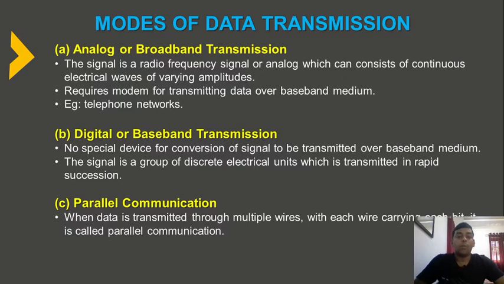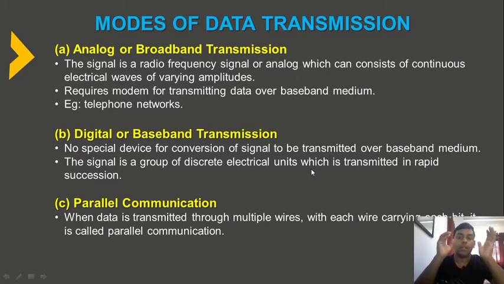The first one is analog or broadband transmission. You know what analog is, right? Most of the time we refer to signals as analog signals and digital signals. Analog signals have a continuously varying format. The signal is a radio frequency signal, or analog, which can consist of continuous electrical waves of varying amplitudes. It looks like a sine wave, you know that? That means it's a continuously varying pattern, and normally it transmits data using copper wire.